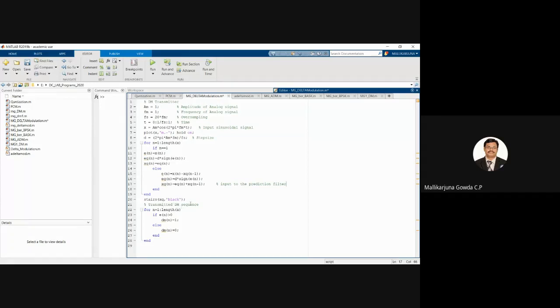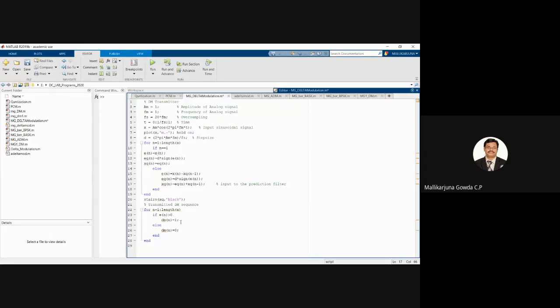Then what is the transmitted sequence, right? I need to display the transmitted sequence. That is for n is equal to 1 to length of x. Why am I taking length of x? That is the input signal length, right? So if E of n greater than 0, if E of n greater than 0 means what? That is for plus delta, right?